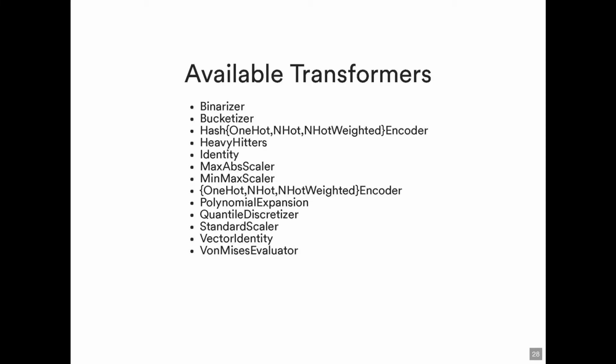And here's a list of transformers that are available. We've got the binarizer, as I mentioned, a bucketizer, hashed one-hot and one-hot, heavy hitters, and multiple other scalers. You can check them out.